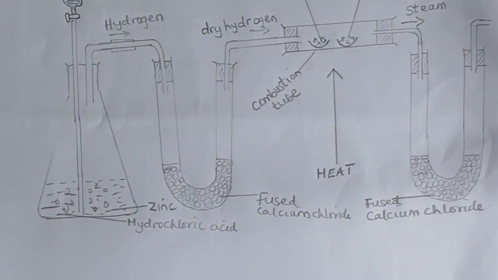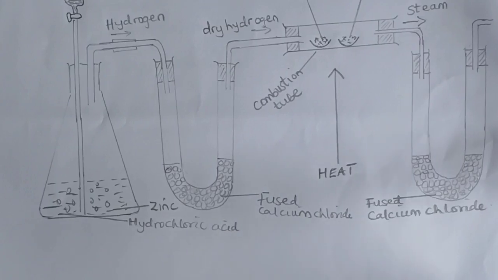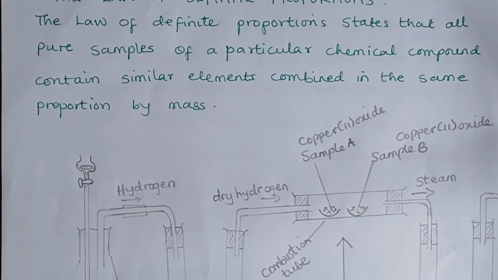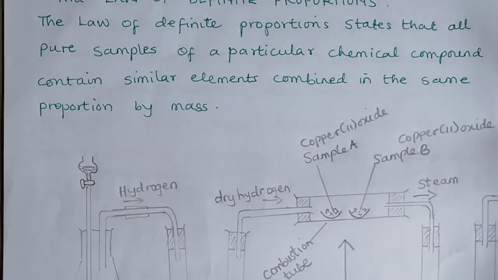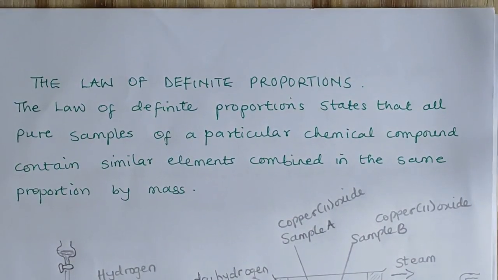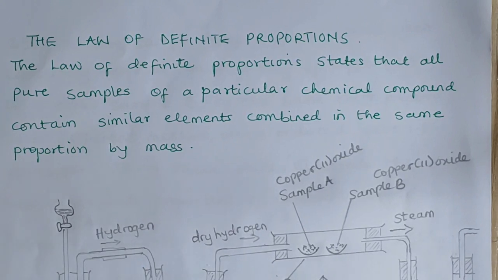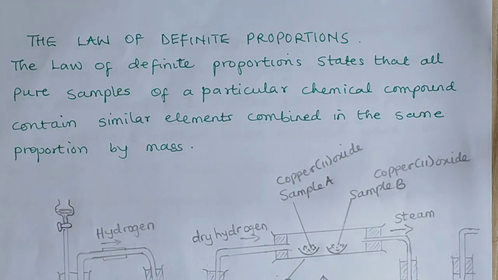The next one here is the law of definite proportions. This law of definite proportion actually also means the law of constant composition. That is, the composition of a compound, whether in Lagos here or in UK, the composition is always constant. It is also known as definite proportion.